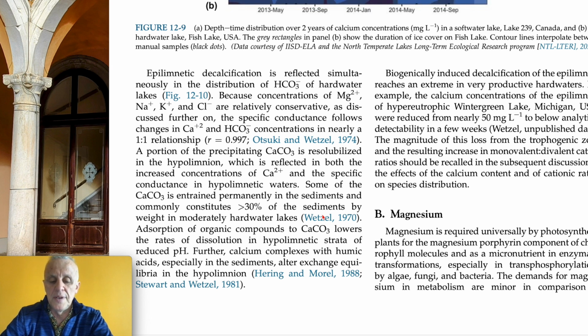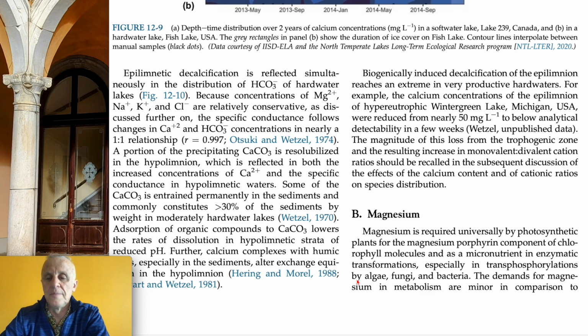A portion of the precipitating calcium carbonate is resolubilized in the hypolimnion, which is reflected in both the increased concentration of calcium and the specific conductance in hypolimnetic waters. Some of the calcium carbonate is entrained permanently in the sediment and commonly constitutes greater than 30% of the sediments by weight in moderately hard water lakes. Adsorption of organic compounds to calcium carbonate lowers the pH, and the rates of dissolution in hypolimnetic strata of reduced pH. Further, calcium complexes with humic acid, especially in the sediments, alter exchange equilibria in the hypolimnion.